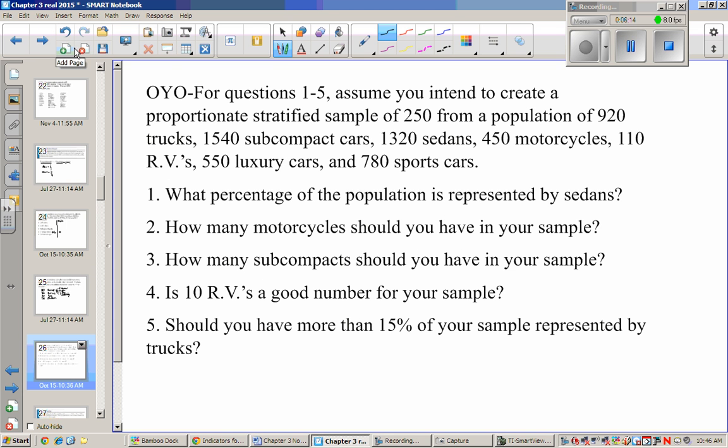All right, now this is a proportionate random sample, so take a second and answer this question.